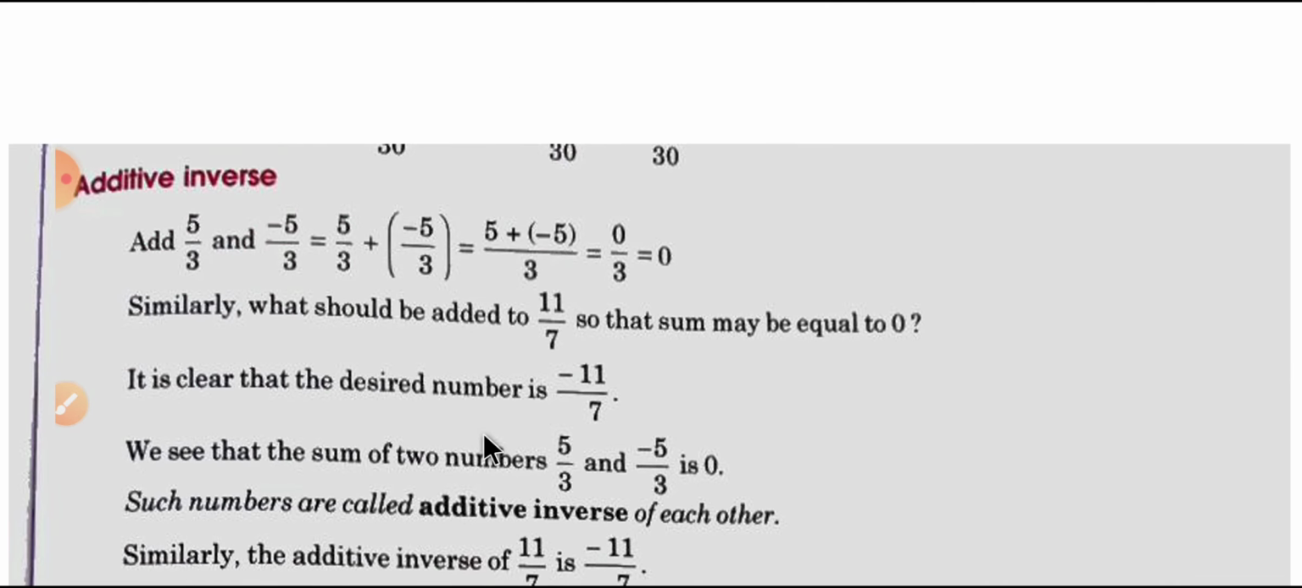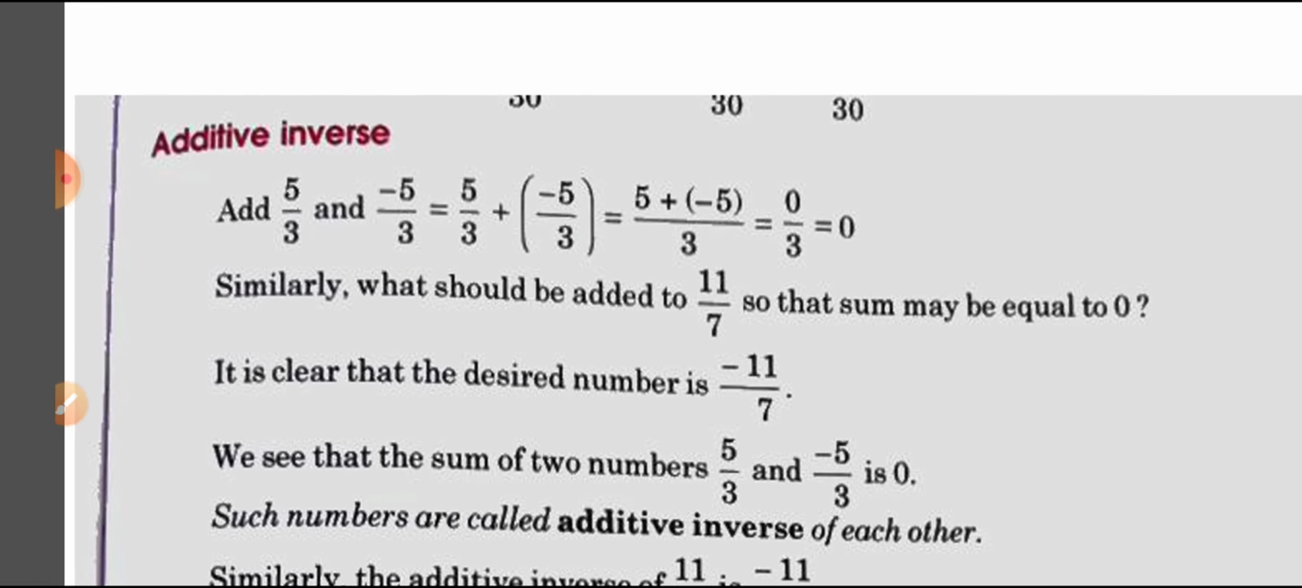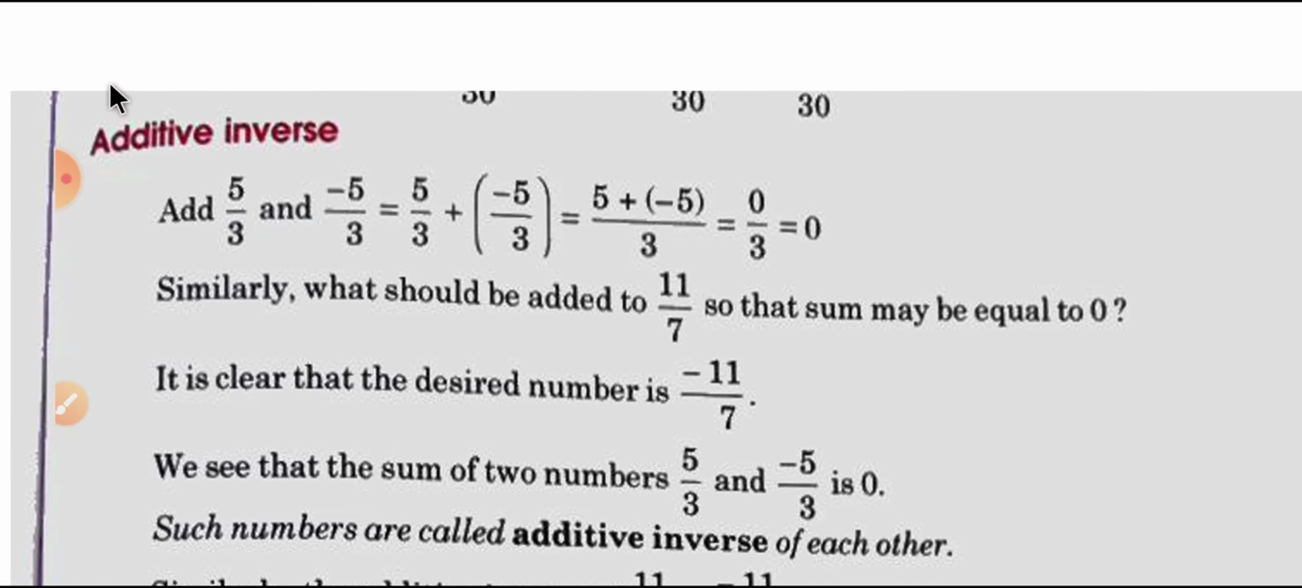Now we will see a new topic, in which we will solve the questions based on our exercise 9.2. See the additive inverse. What do you mean by inverse? Inverse means opposite, but here it is additive inverse. It means the opposite with respect to sign. So add 5 by 3 and minus 5 by 3. Here one example is given.